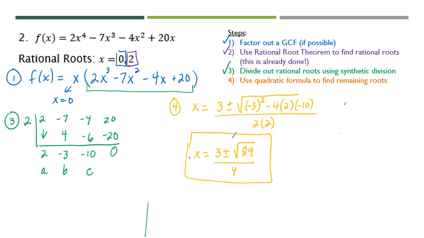So this represents 2 answers because I have the plus or minus, and then remember I had 2 rational roots, so that's a total of 4, which matches my exponent if you look at the original problem.